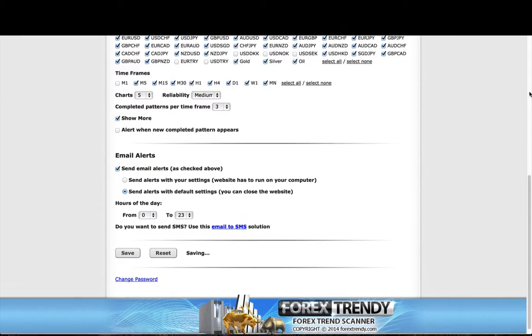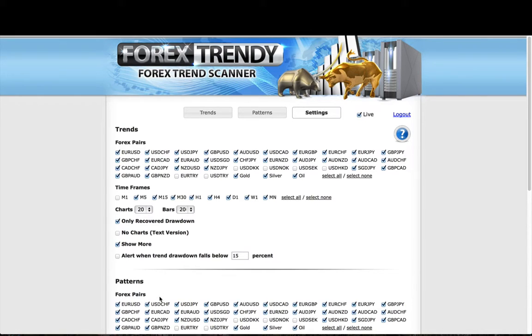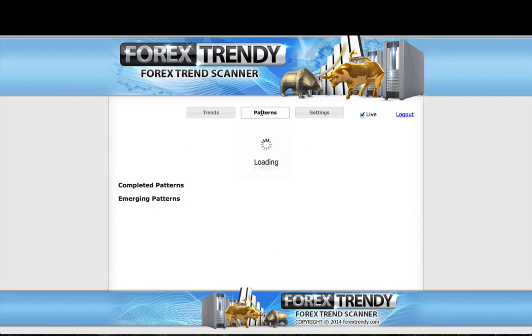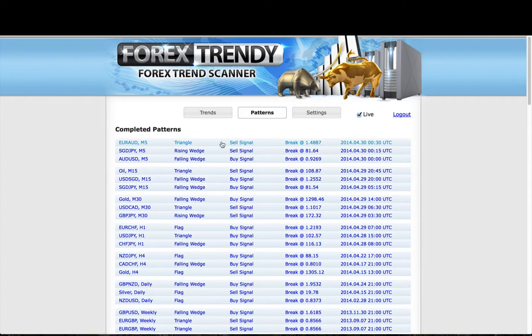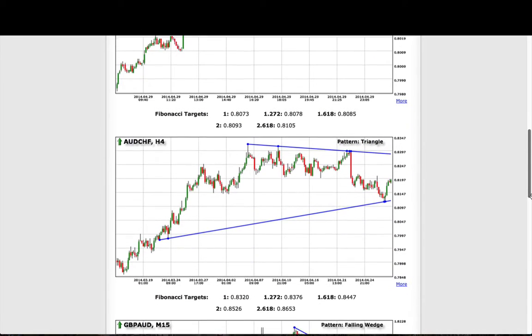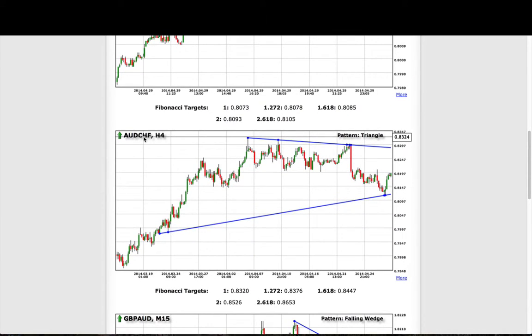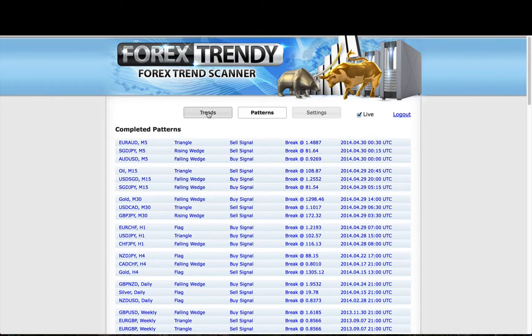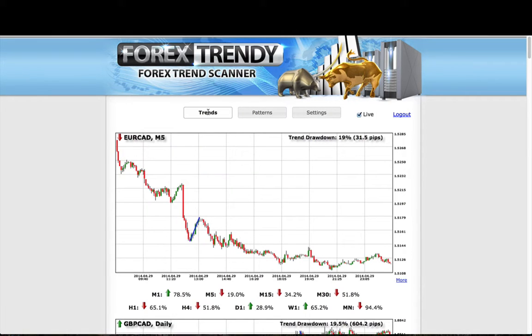And I'm actually not going to talk about the patterns here, because the patterns are not something that we use at all. But if you're a trend trader, you might want to go and have a quick look at some of the patterns, some of the flag patterns, triangle patterns, rising wedges. Some of those have been completed, but then you can sort of see here it's showing you that the Aussie Swiss on the 4-hour chart is in a particular pattern. But I'm not going to focus on that at all because we just simply don't use it.